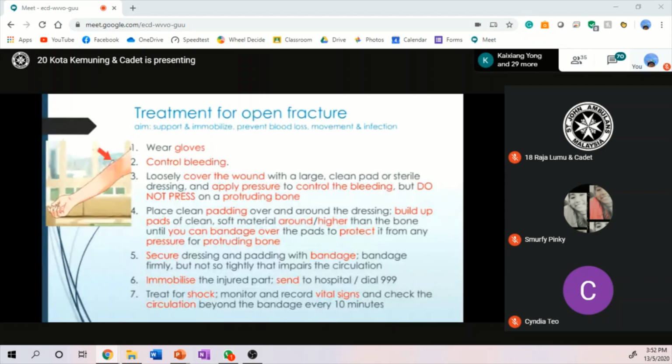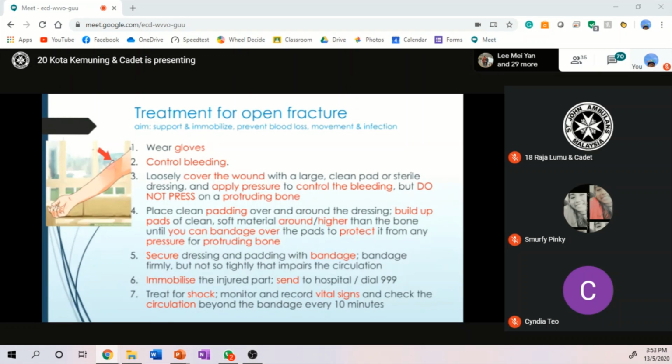Okay, and then secure the dressing and padding with bandage. You need to use bandage to secure the padding, like what I just said, but not too tight. Too tight will impair the circulation, which means it will weaken the circulation of the blood.